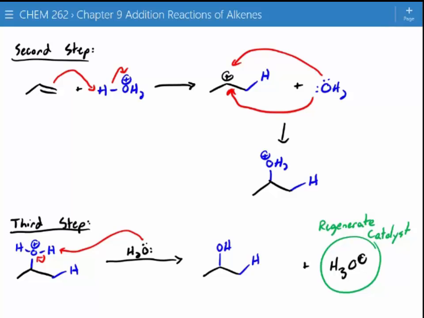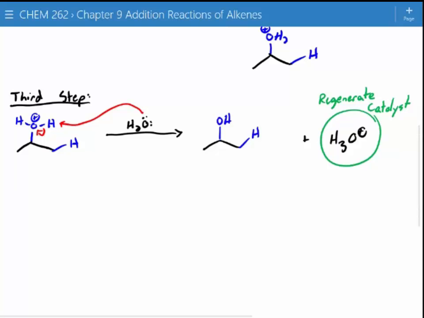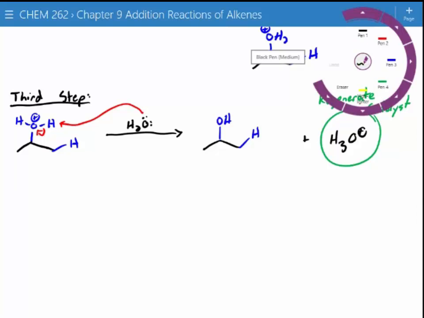And then we have water attack our carbocation, and it can attack from either the top face of the carbocation or bottom face. And then the last step, we've got to do our deprotonation, and in that step, we regenerate our catalyst. So we don't need a full stoichiometric amount of our acid in order for this reaction to go. However, there were a few other points I wanted to get to, so let's add those in.